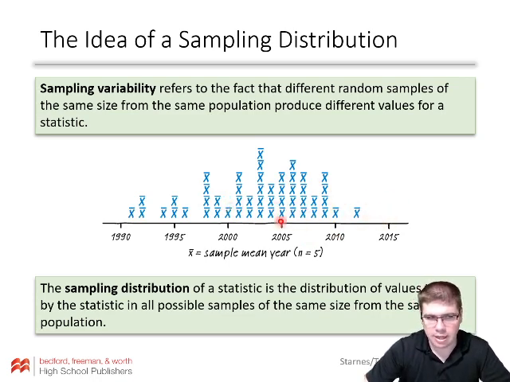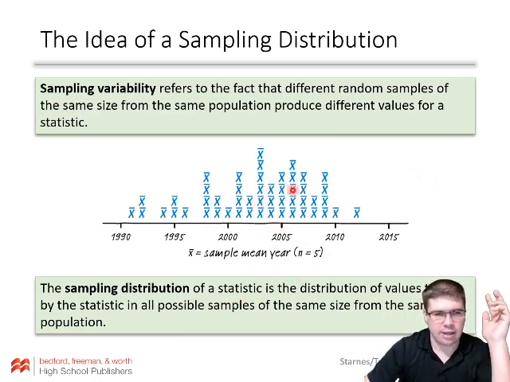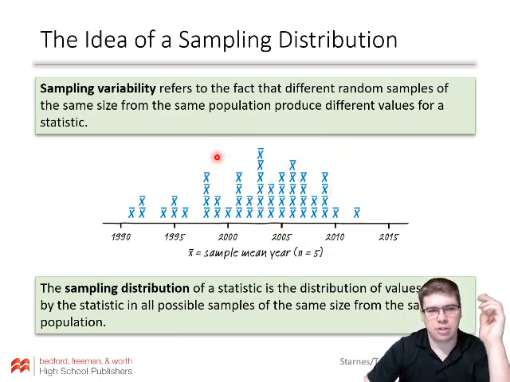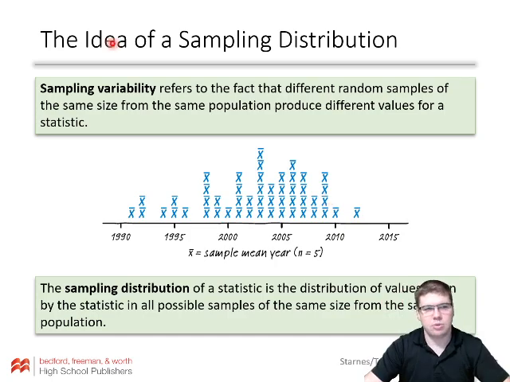And so they vary, but they also have shape, center, and spread. They have all the features of a distribution. That's the distribution of values taken by the statistic in all possible samples of the same size from the same population. So the true sampling distribution is all possible samples. This actually is not all possible samples. In theory, you could take many more samples from any reasonably large population. It's an extraordinarily high number, but that theoretical distribution of possible sample results is something we want to know.